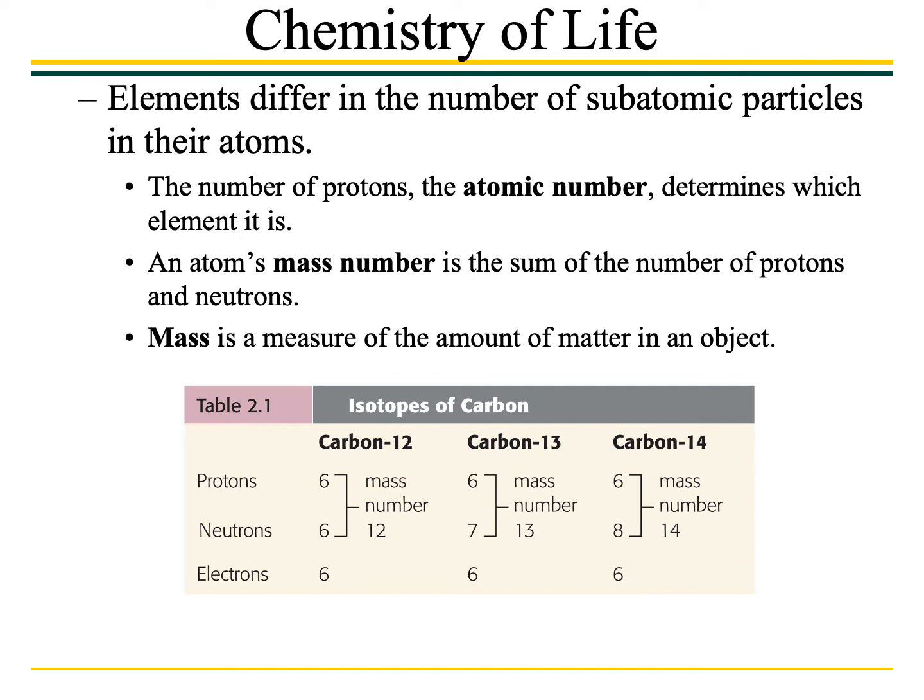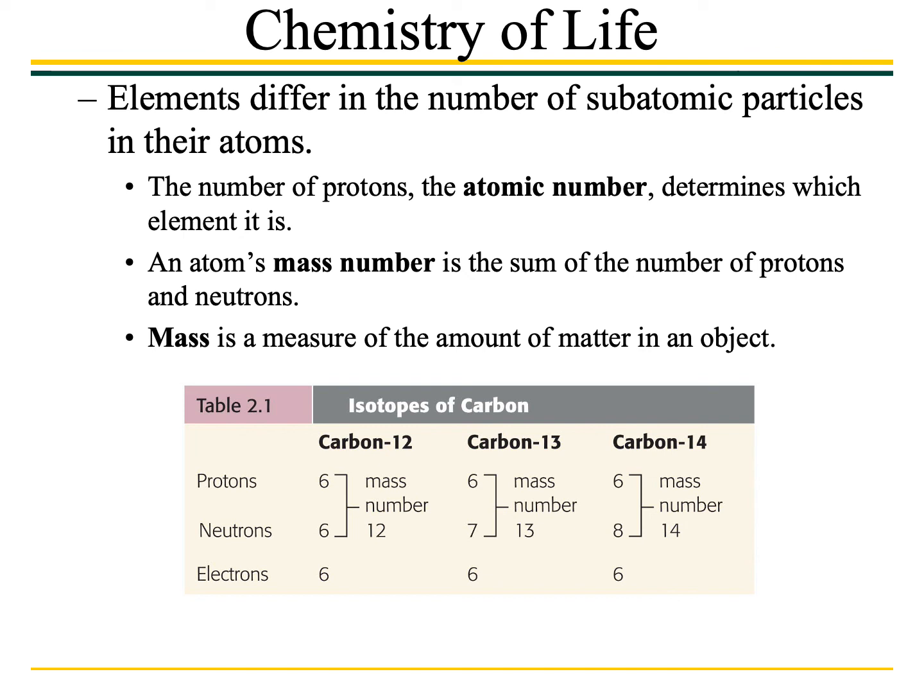in the nucleus of an atom dictates what's known as the atomic number. An atom's mass number, also referred to as its atomic weight, is the sum of the number of protons and neutrons. And then lastly, the mass is a measure of the amount of matter in an object. Now, all atoms of the same element have the same number of protons associated with them.